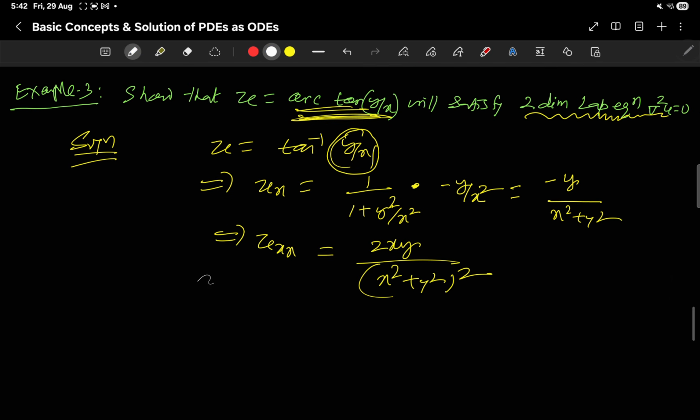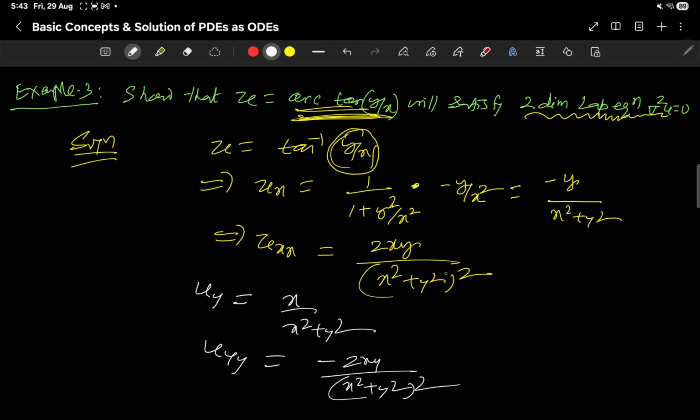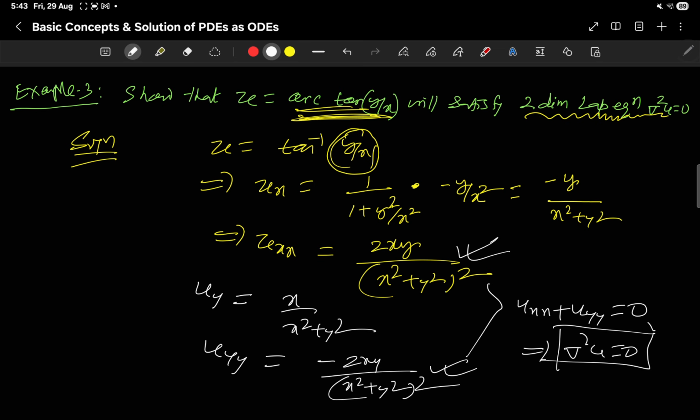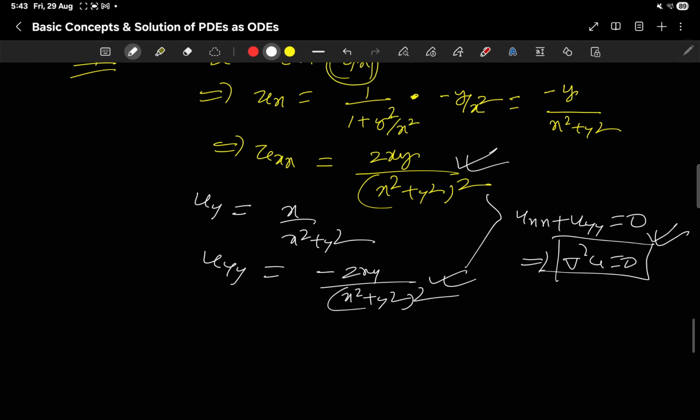Accordingly, what is your uy? If you differentiate it, it will be x by x square plus y square, and you find uyy, it is minus 2xy by x square plus y square whole square. Now if you add these two, uxx plus uyy is equal to 0. So that means del square u is equal to 0. So it satisfies the two-dimensional Laplace equation.